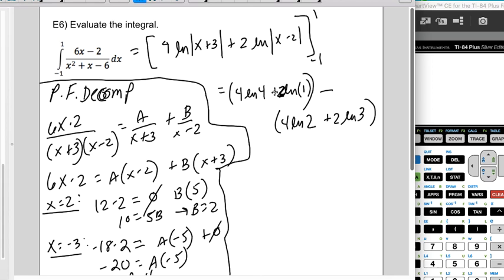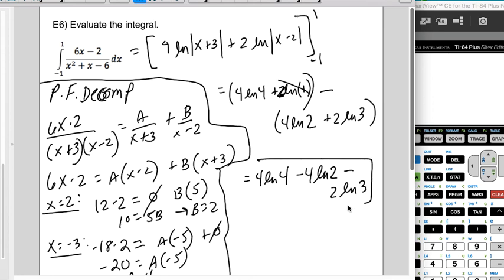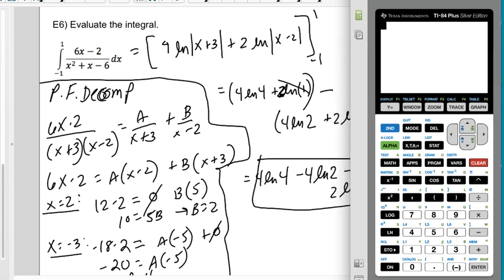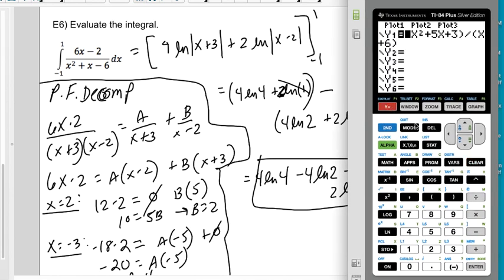But it's in an absolute value. So natural log of 1 is 0, so I end up getting that this answer is 4 natural log of 4 minus 4 natural log of 2 minus 2 natural log of 3, and that's about as good as it gets. Now, this is that kind of situation where when you have a definite integral, even though it takes the extra minute, it's not a terrible idea to go ahead and plug it in and see what happens.